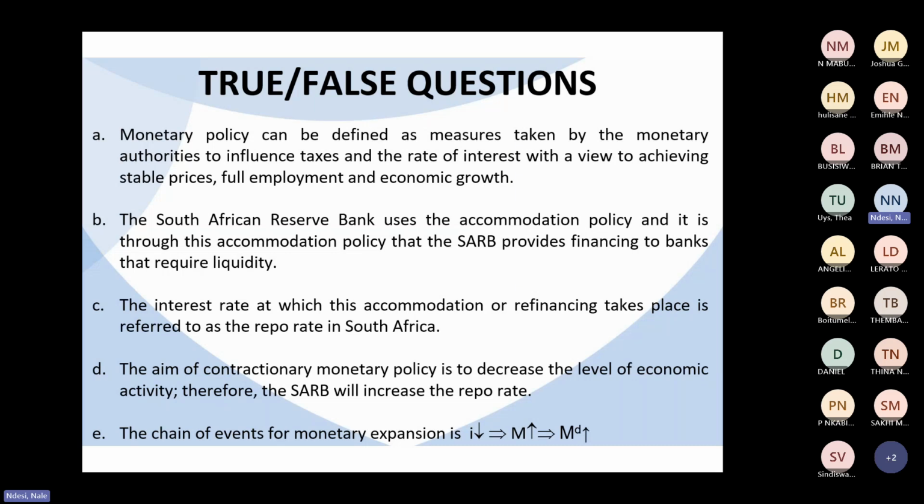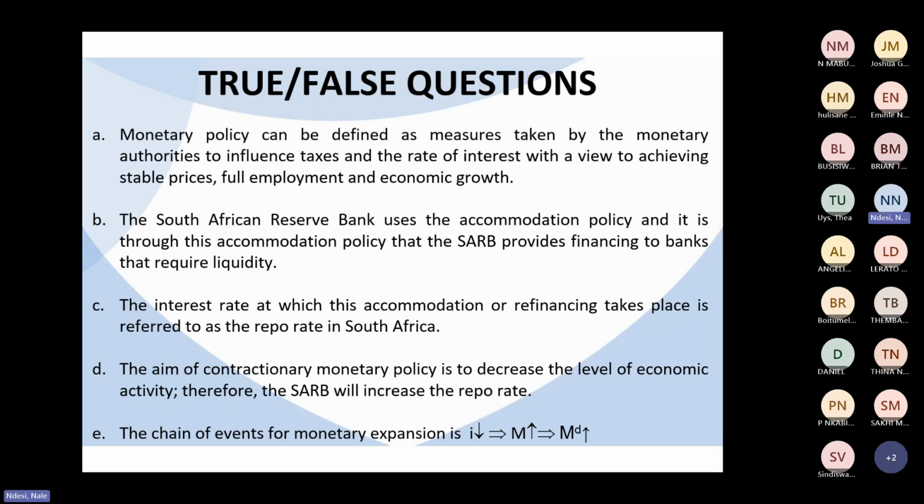So these are some of the details that you need to go through on your study guide that maybe would not be easy to point out. So when you're studying, just go through everything on your study guide. So the statement is correct. So next question is, the interest rate at which this accommodation policy or refinancing takes place is referred to as the repo rate in South Africa. I think that is true. That is correct.